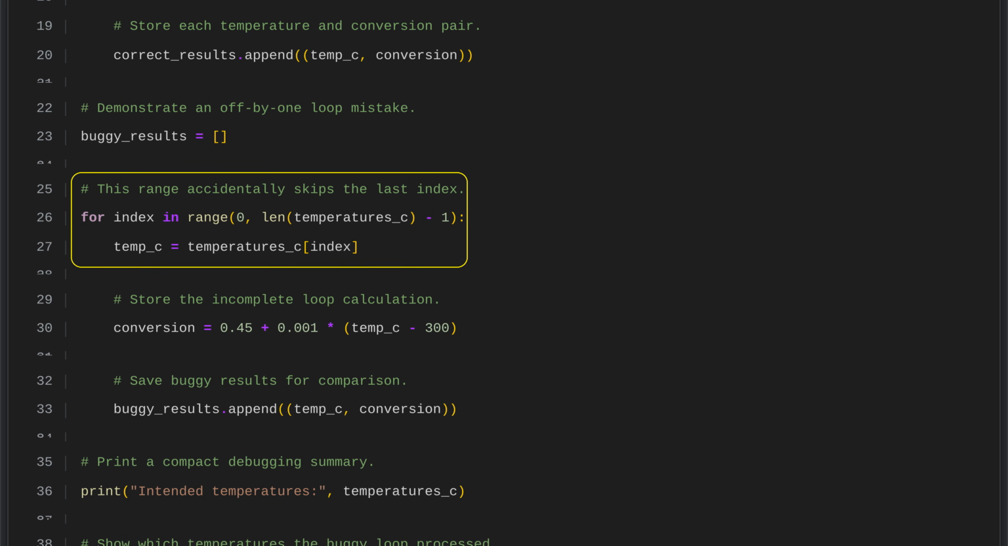The loop is intended to process each temperature in the list, but its range stops before the final index. As a result, the last temperature is skipped. This causes the data processing to be incomplete.